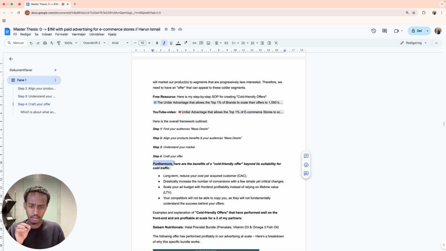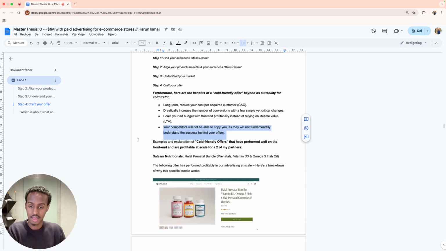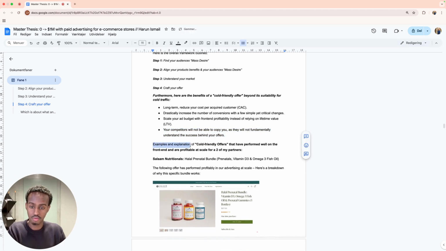Furthermore, here are the benefits of having a cold-friendly offer beyond it's suitable for cold traffic. First and foremost, you can long-term reduce your customer acquisition cost. You can drastically increase conversions with a few but critical changes, and you can scale your ad budget with front-end profitability instead of relying on lifetime value. And lastly, your competitors will not be able to copy you as they fundamentally don't understand the success behind your offers.